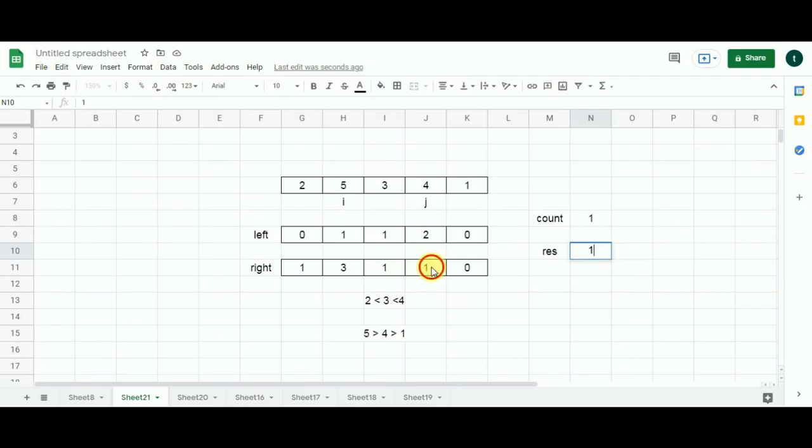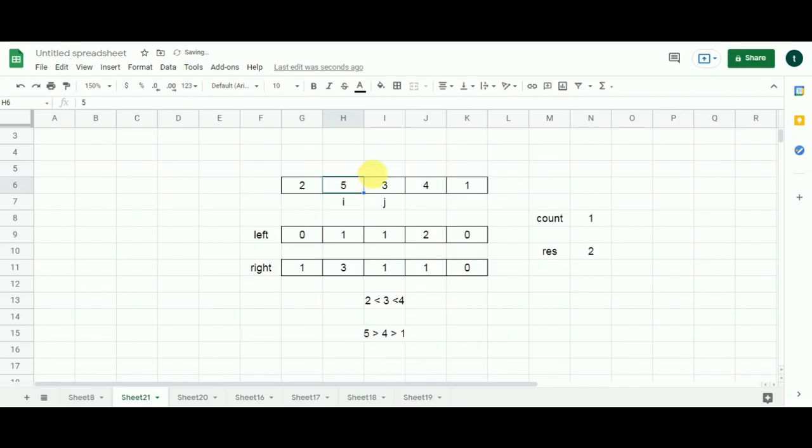So this value 1 will be added to the current value of the res variable. The current value is 1. 1 added with 1 is going to give us 2. So the res variable now has the value 2, and you can see that we have got 2 teams. Now j moves one cell to the left again.